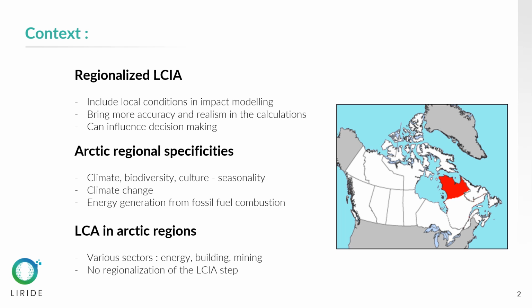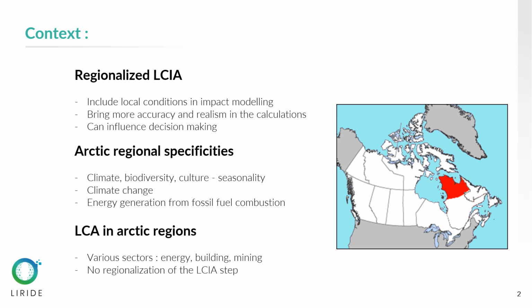The Arctic regions are very specific compared to other regions of the world in terms of climate, biodiversity or culture, which are strongly related to the high seasonality. Also, climate change shows rates 3 to 5 times faster than southern regions, and due to the remoteness of the regions, energy generation highly depends on fossil fuel combustion. When we look at life cycle assessment studies in Arctic regions from the literature, we see that various sectors are addressed, but there is no regionalization of the impact assessment step.